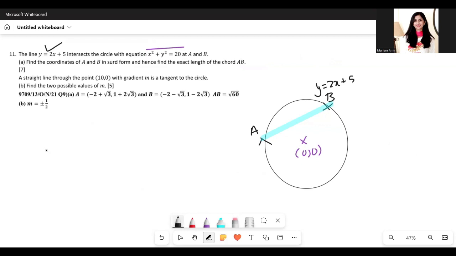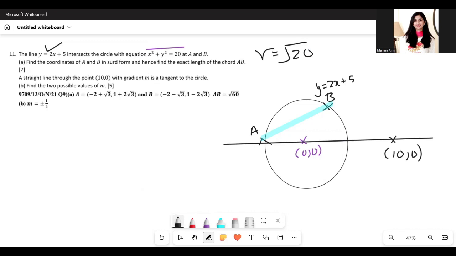The point (10, 0) is going to be some point along this line because y is 0 on this line, and it's going to be outside of the circle. Let's say somewhere over here, (10, 0). Why is it outside of the circle? Because the radius of the circle was root 20, remember? And root 20 is actually just 4.47. So this point (10, 0) is way over 4.47, so it's definitely outside of the circle. Okay, so this is the point outside of the circle.